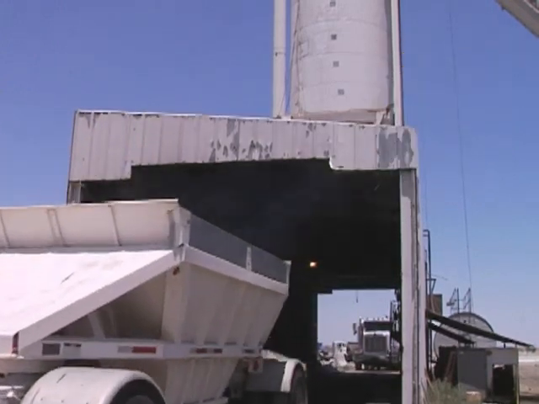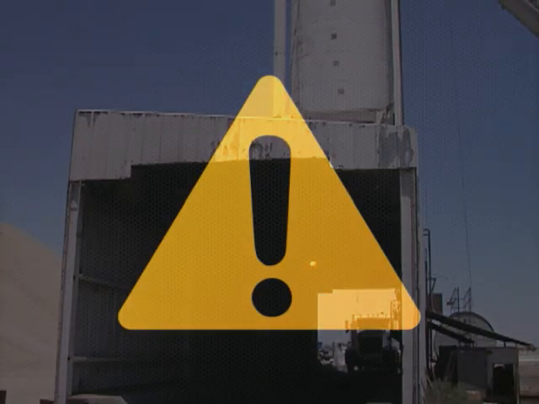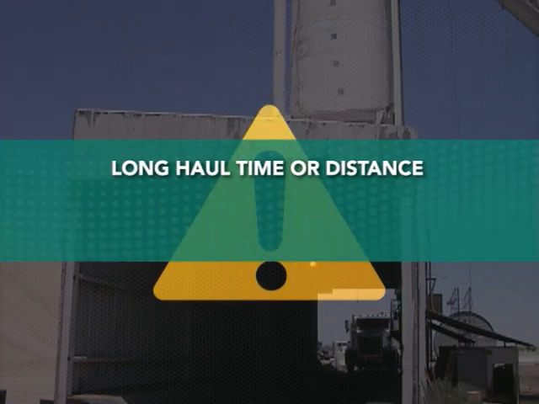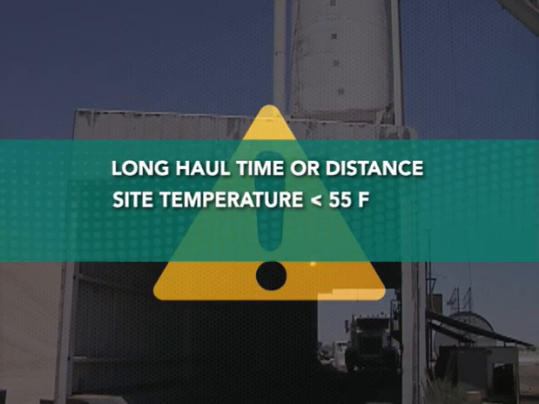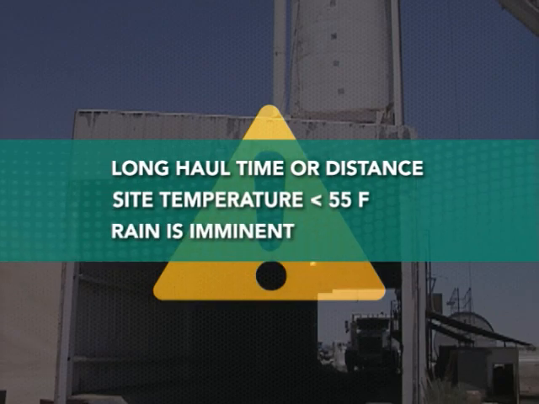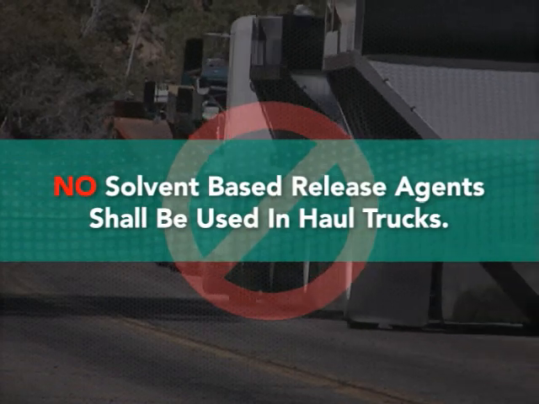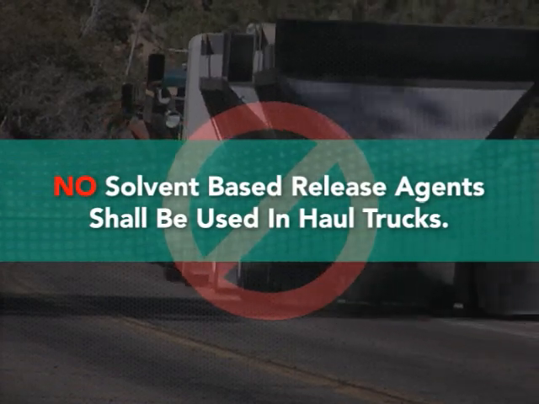Tarping of truckloads is generally specified. Rack may not be the best choice on projects with the following conditions: long haul time or distance, site temperatures less than 55 degrees Fahrenheit, or if rain is imminent. Solvent-based release agents or diesel fuel shall not be used in haul truck beds.